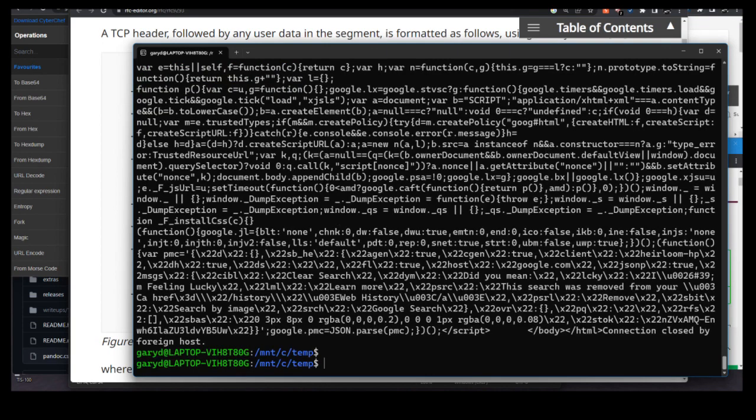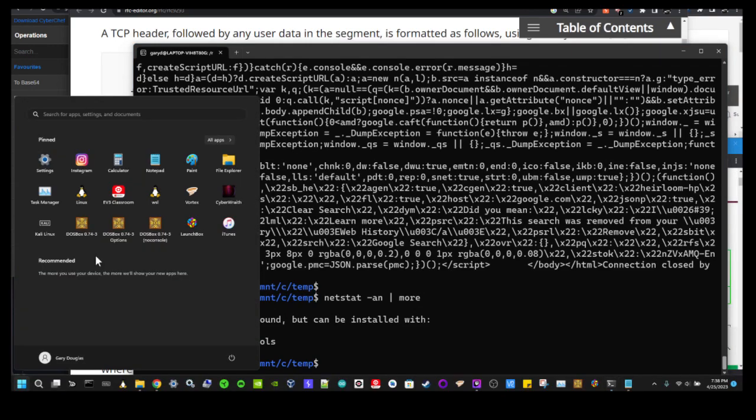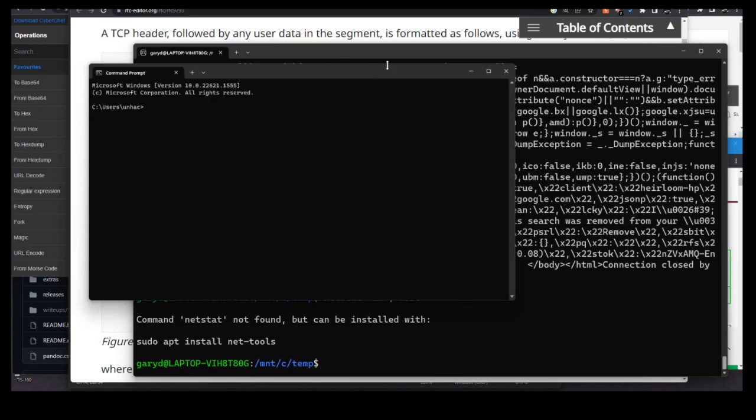All right, so there's some google.com action, and a lot of this will not make sense yet, but, oh, I don't have that. That's weird. This will do because they have it on Windows too.